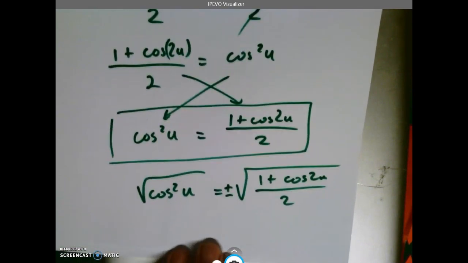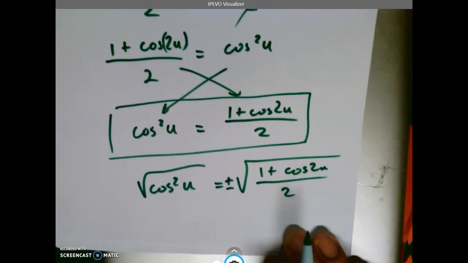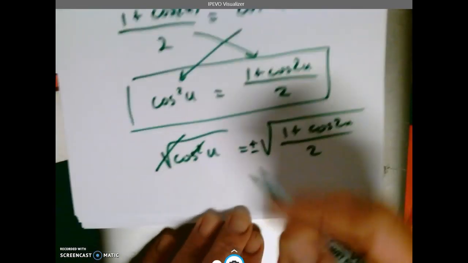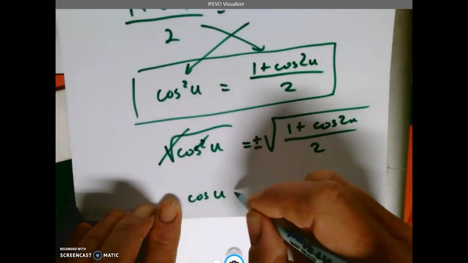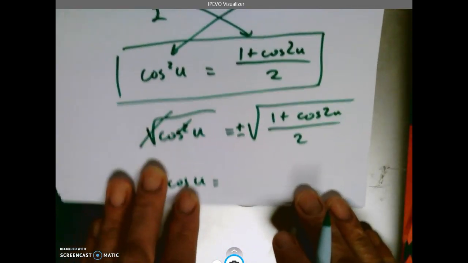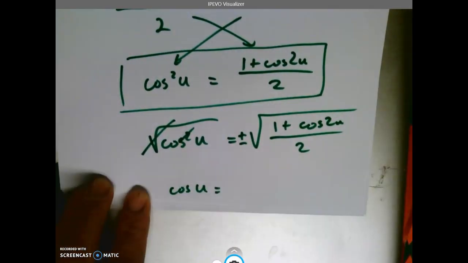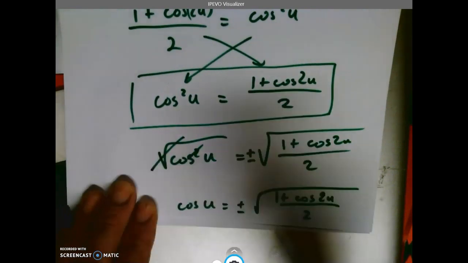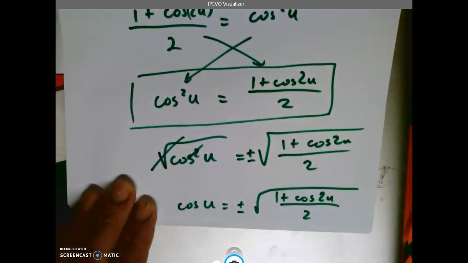A little side note here: anytime you square root both sides, you've got to worry about the plus minus. Finally, this cancels that. So now you're back to just cosine of u is equal to this crazy mess here. Rewrite that, and that crazy mess now looks like that. Now we're going to go one step further, so let me transfer this to a new sheet.